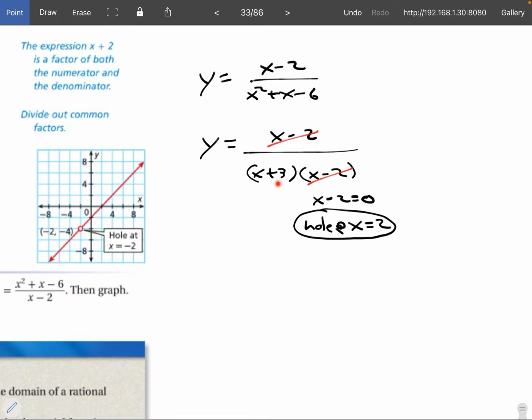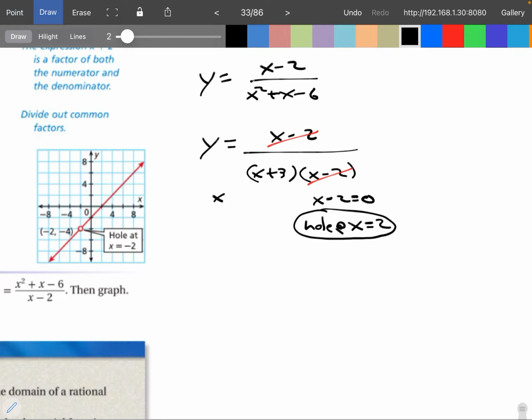But then this other factor in the denominator that didn't cancel out, that one's still going to generate a vertical asymptote. So that's what you got to get straight on this. If that factor cancels out, it makes a hole. If that factor in the denominator doesn't cancel out, then it makes a vertical asymptote. So that means we're going to take x plus 3 and set it equal to 0, and we're going to get x equals negative 3. And that's going to be our vertical asymptote, at x equals negative 3.